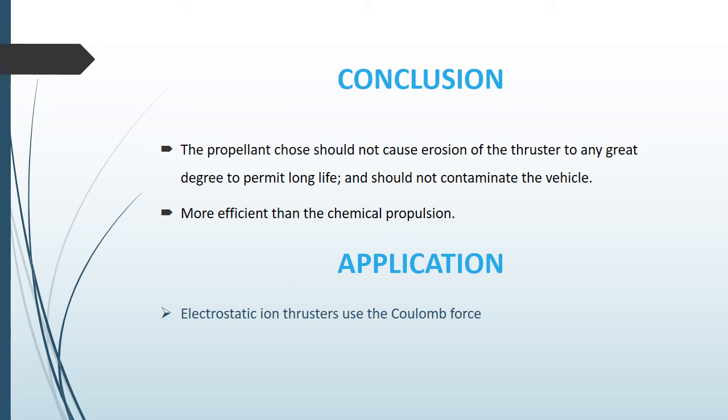Now coming to the conclusion on ion thrusters. First, the propellant chosen should not cause erosion of the thruster to any great degree, to permit long life, and should not contaminate the vehicle. Second, it is more efficient than chemical propulsion. The electrostatic ion thruster is used in colloid thruster applications.